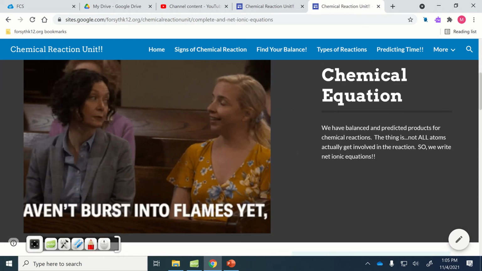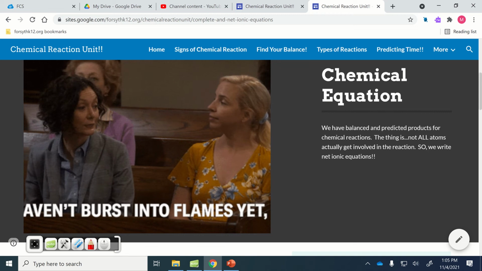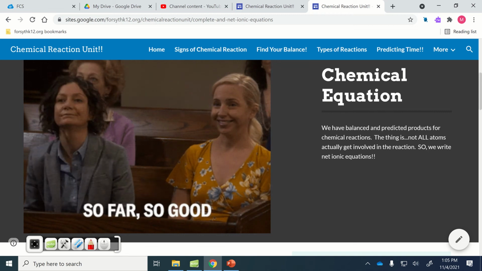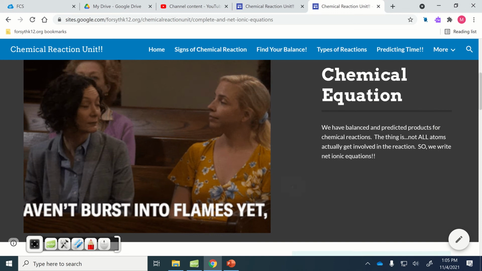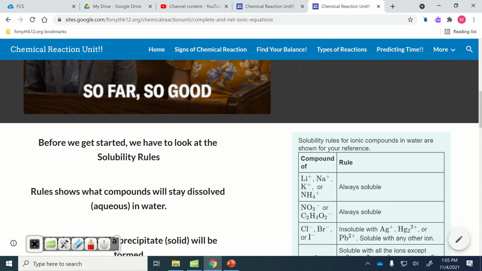So to review everything we've done so far, we have our chemical equation, we have balanced it, we have predicted the products, we have identified the type of reaction. So our next part is going into net ionic equations.